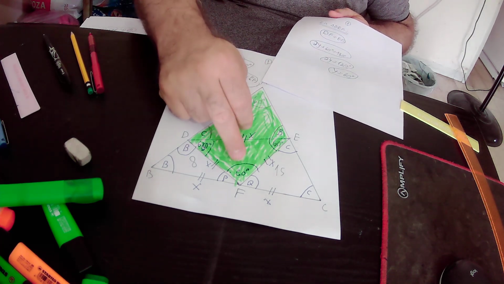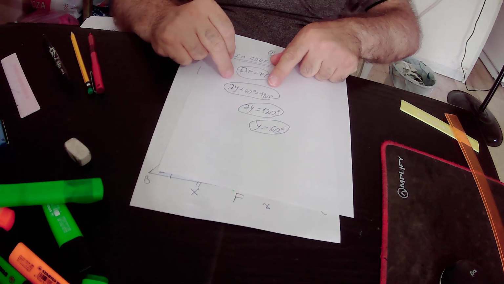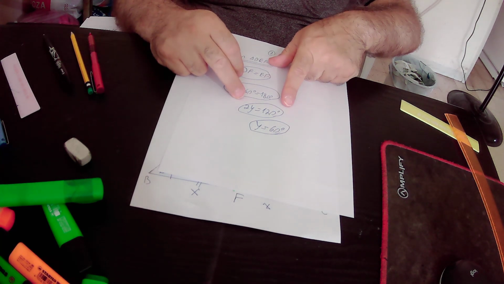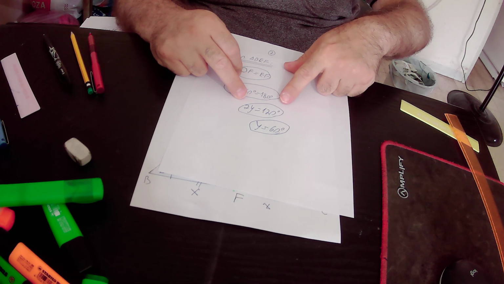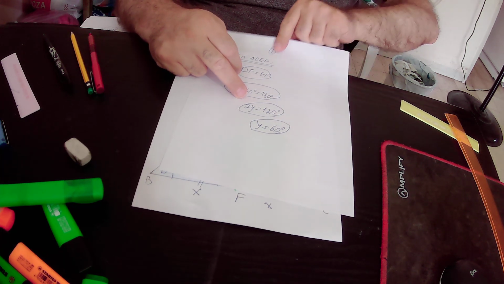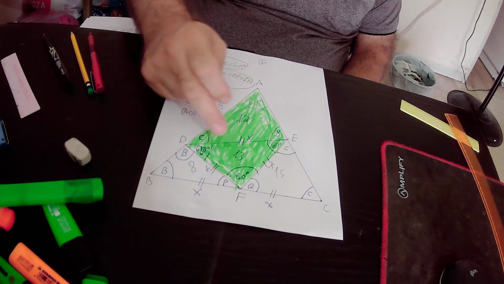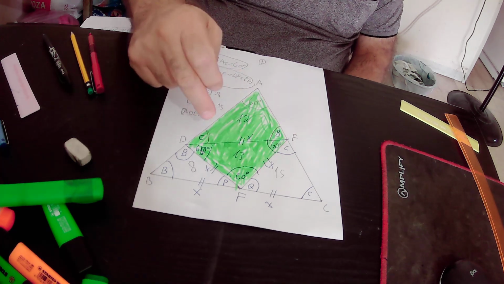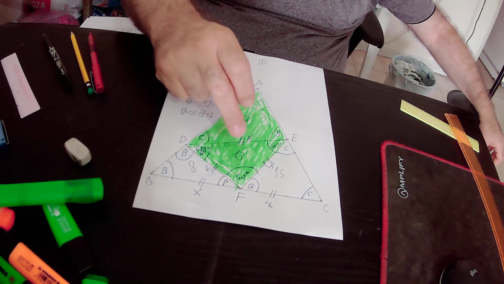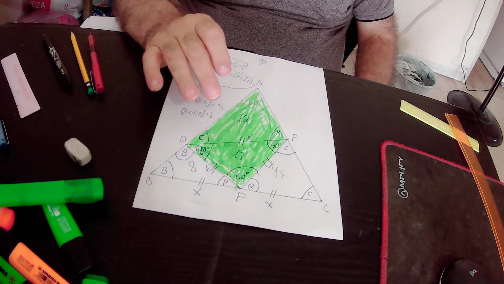2y plus 60 degrees equals 180 degrees. Here we subtracted 60 degrees from this equality, we got that 2y equals 120 degrees. Here we divided this equality by 2 and we got that y equals 60 degrees. So this angle FDE equals 60 degrees, and also angle FED equals 60 degrees. Therefore, triangle FDE is an equilateral triangle. That is to say, all of its sides are equal to each other.